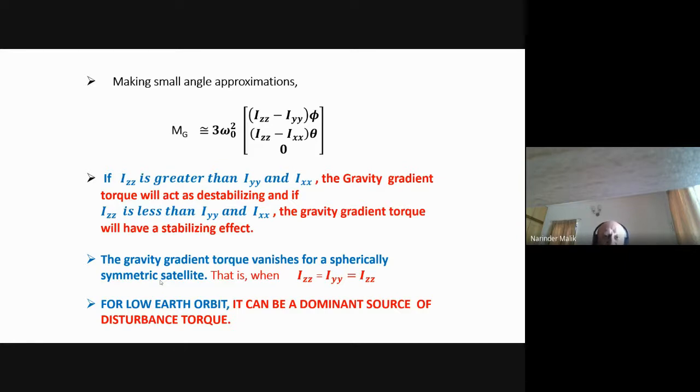Since it is a function of omega naught, the orbital velocity, this angular velocity of the orbit is a function of the orbital height. It is higher for the low Earth orbit. So it is a dominant source of disturbance torque in the low Earth orbit. It can be a dominant source of disturbance or corrective, both. In low Earth orbit, it is more effective than the other torques.